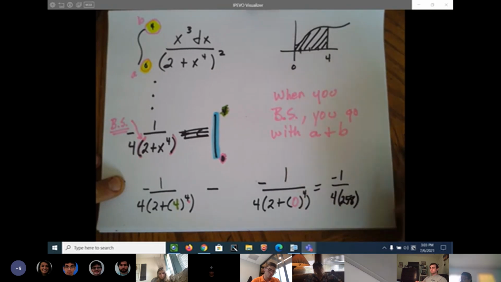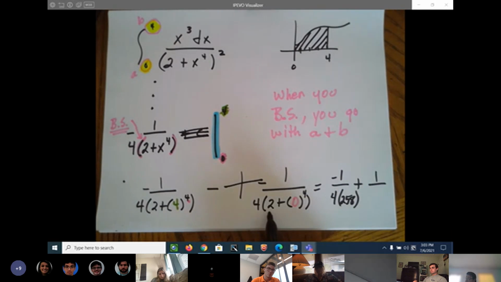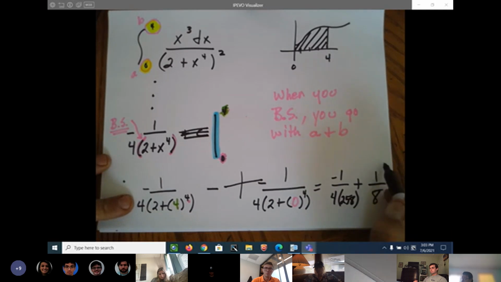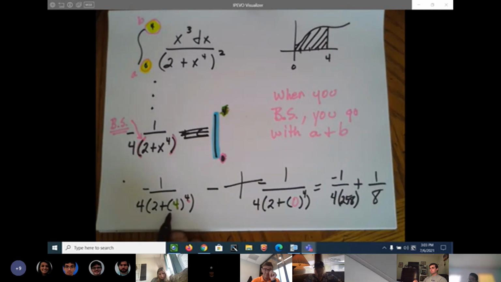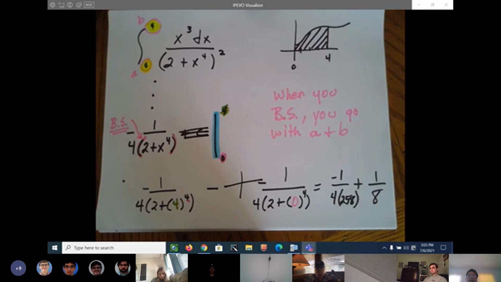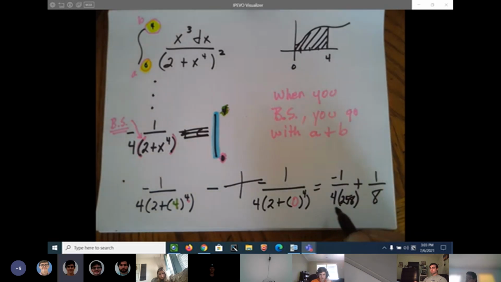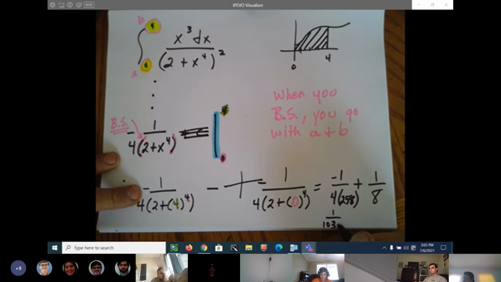Plus 1 over... 2 plus 0 is 2. 4 times 2 is 8. Somebody check my 2 plus 4 to the 4th power, please. It's correct. And multiply 4 times 258, please. 1032. So negative 1 over 1032 plus 1 over 8.